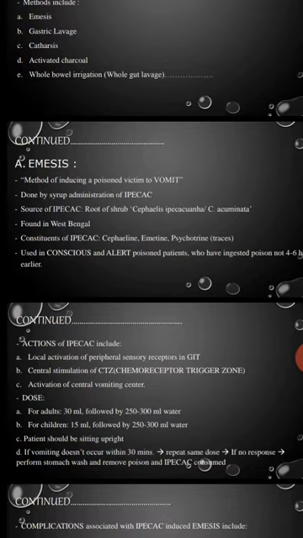The dose is 30 ml followed by 250 to 300 ml of water. Adults get 30 ml, children 15 ml. If vomiting does not occur within 30 minutes, repeat the same dose. If there is still no response, you don't give emesis again; simply go for a stomach wash, that is, gastric lavage, to remove the poison and the ipecac consumed.